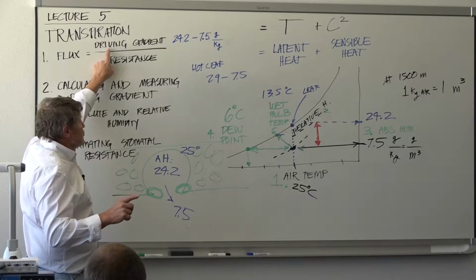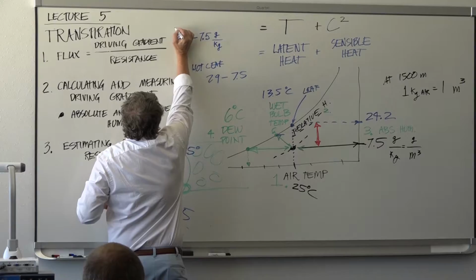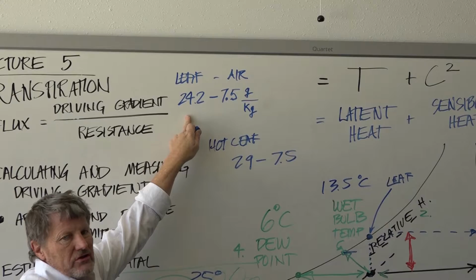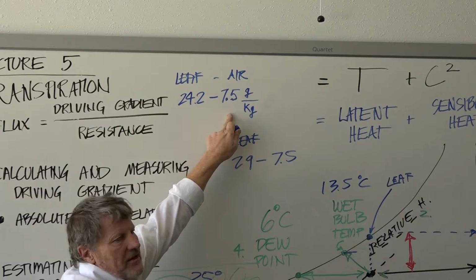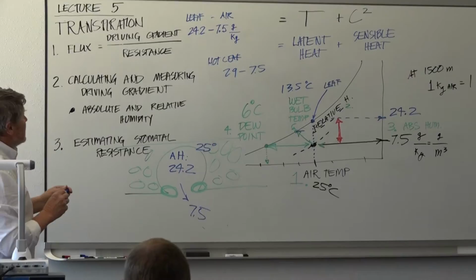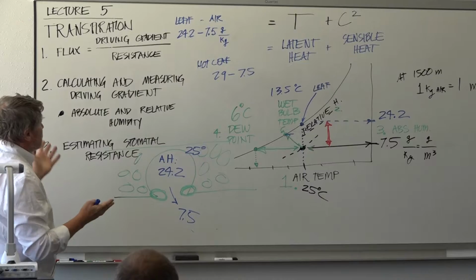The key for this is leaf, absolute humidity, and air. To be accurate about this, we need to know the leaf temperature. If you use air temperature, 100% minus air, you can have significant errors in this depending on the conditions. So we do need to have leaf temperature in this, but once we get this, then we have a very accurate measurement of this driving gradient. Then the rest of it is getting the resistance.